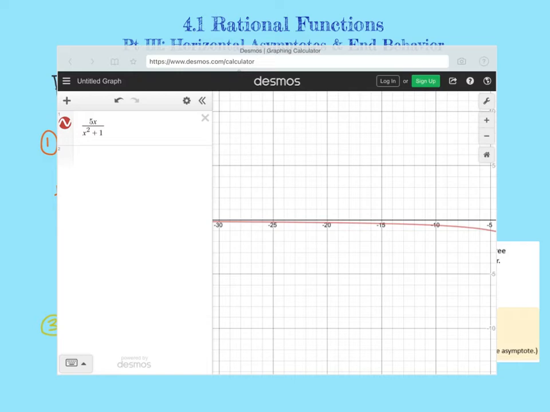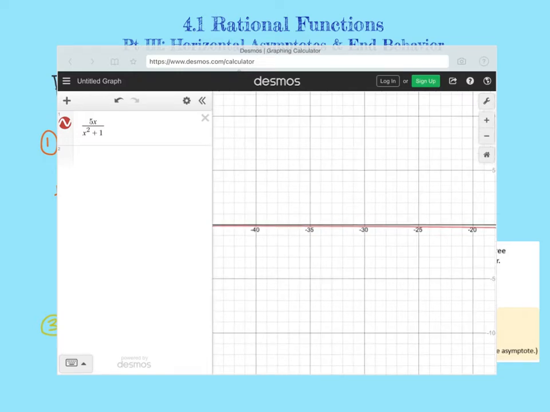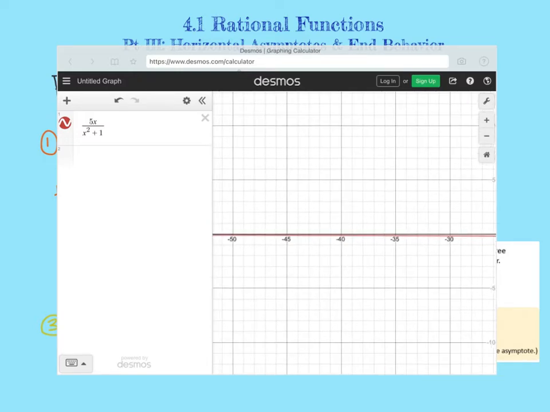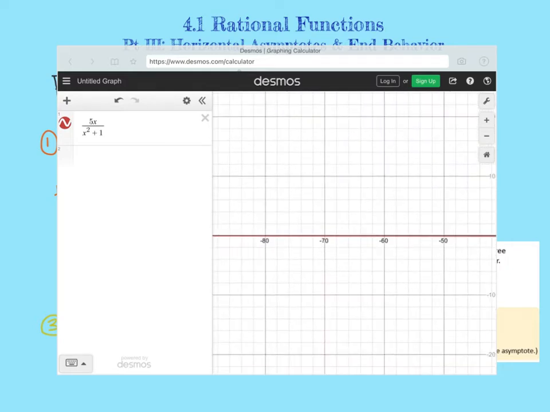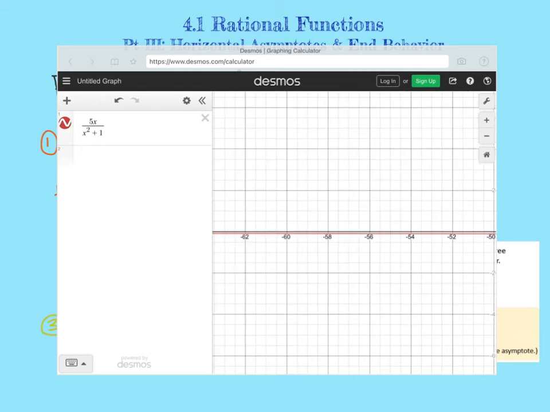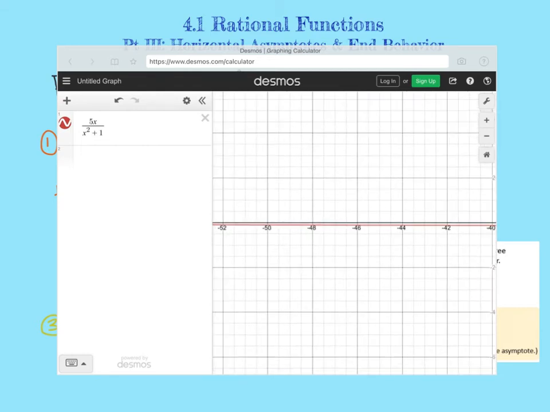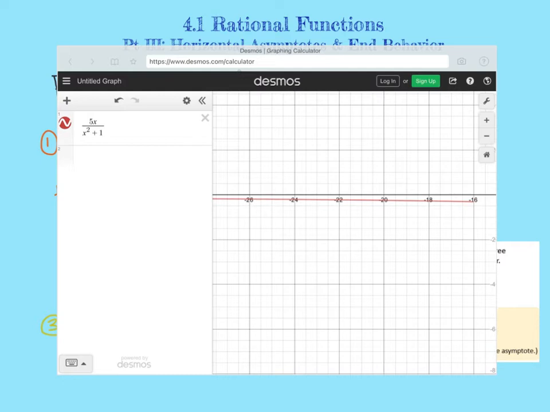And same thing all the way to the left. Our rational function approaches the x-axis, aka the line y equals 0, as x gets smaller and smaller and goes towards negative infinity. And even though it's approaching it from the opposite side as from the right, that's okay. We're still approaching the horizontal asymptote of y equals 0.